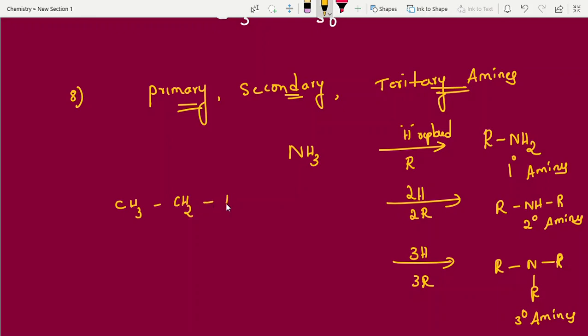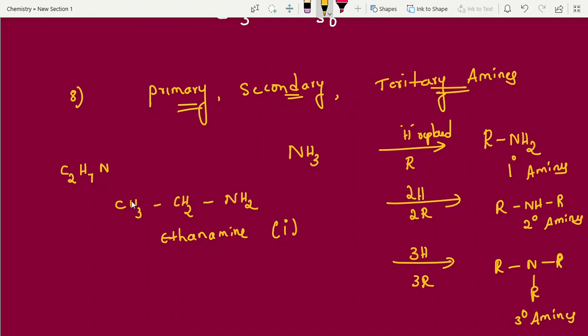CH2, NH2. Totally how many carbons, students? 2 carbons. How many hydrogens totally? Yes, 7 hydrogens, 1 nitrogen. This is what we call it as 2 hydrogens. Simple it is. Ethanamine.